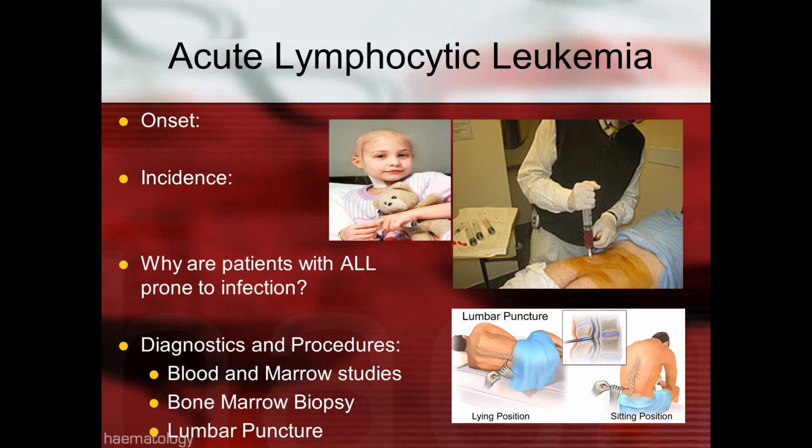So remember that the B cells are responsible for humoral immunity, which is an antibody-mediated immunity. So if there's a problem with the development of those cells, the patient can't produce antibodies to fight off an infection.